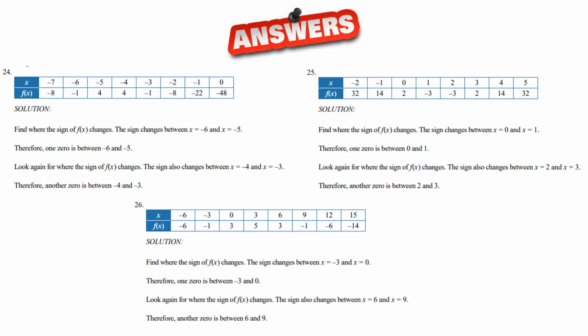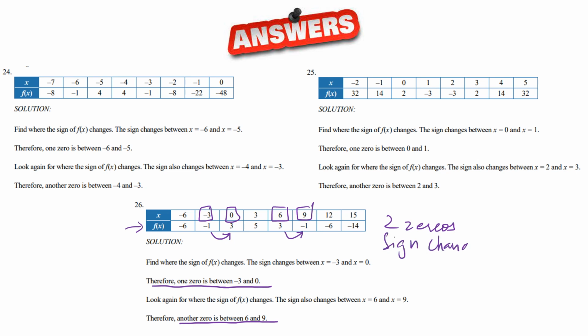So let me do 26 here. Again, you look at the f(x) values, the range, and you see when it is changing sign. So it's changing sign here, it's changing sign here. So there are two zeros. The first zero is between -3 and 0, that you can see. And the second zero is between 6 and 9. You just look at the sign change of f(x). That's very important for getting the correct answer.